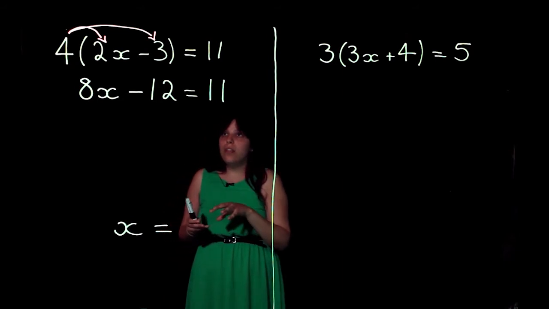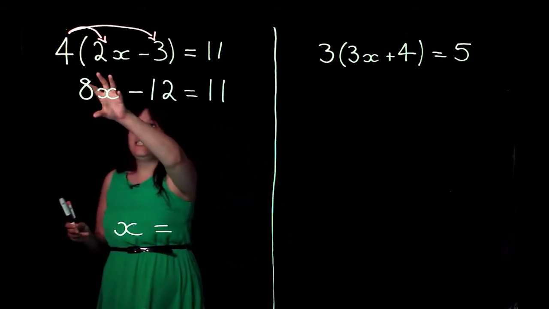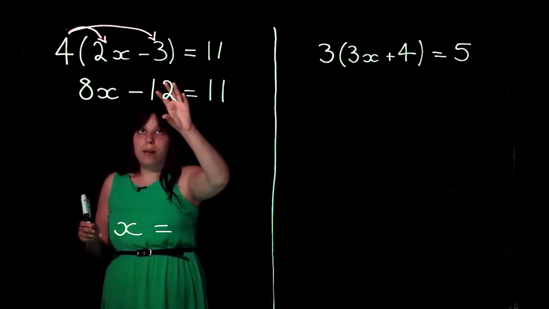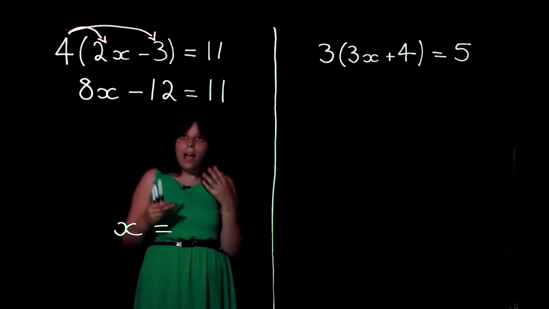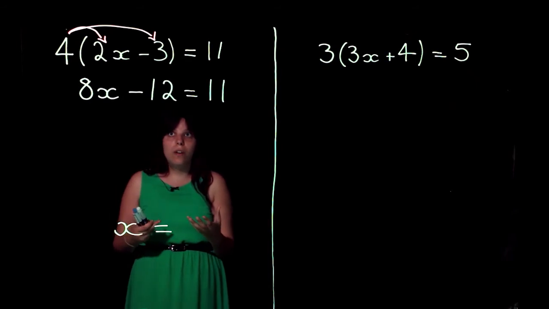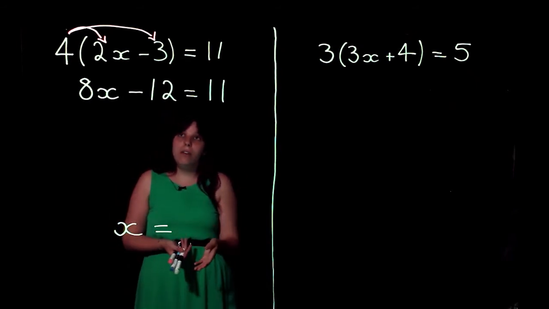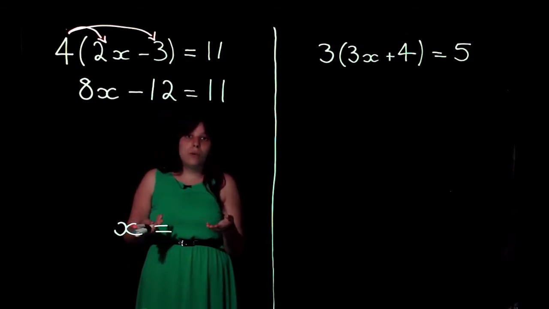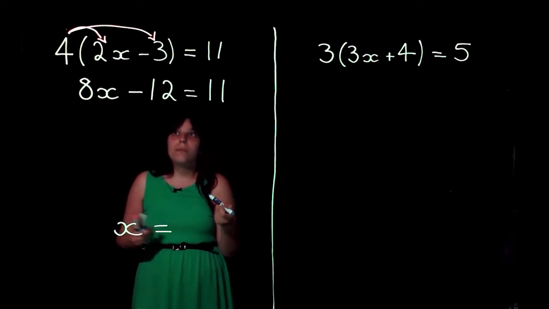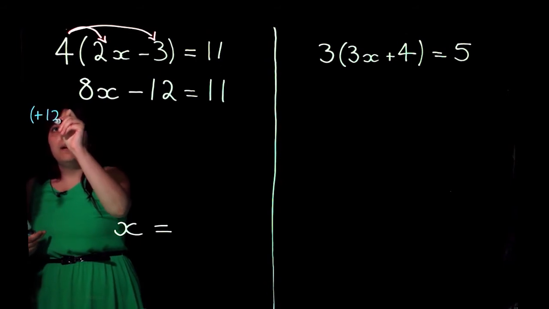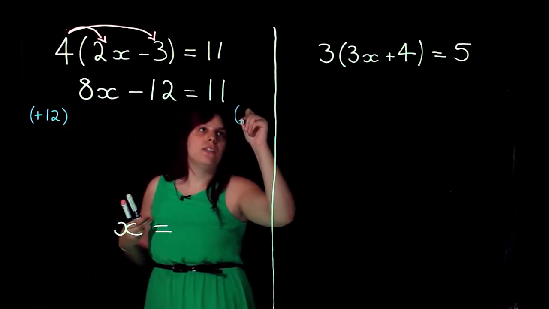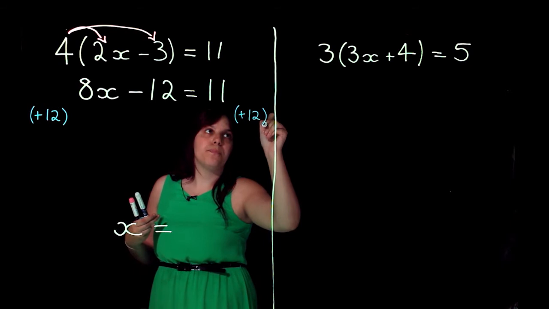That means that I've got my 8x and I'm taking 12 away from it. So the first thing I need to do is get rid of that minus 12. How can I get rid of minus 12? Well, that's making it 0. So to make minus 12 0, I need to add 12. So we're going to do the inverse of minus 12, which is plus 12. And we'll do it to both sides to keep the equation balanced.